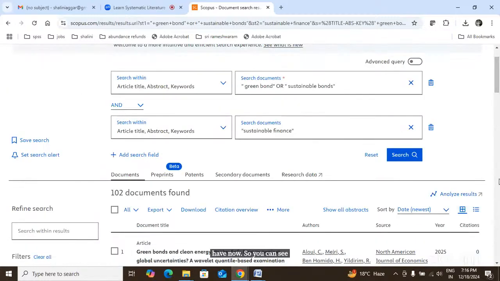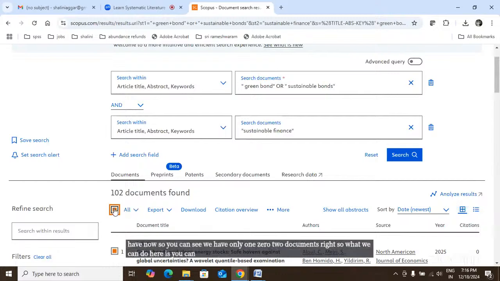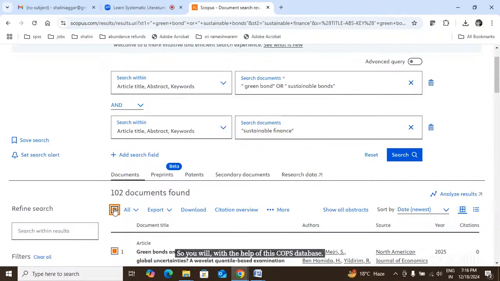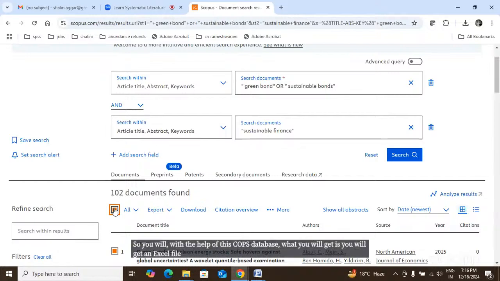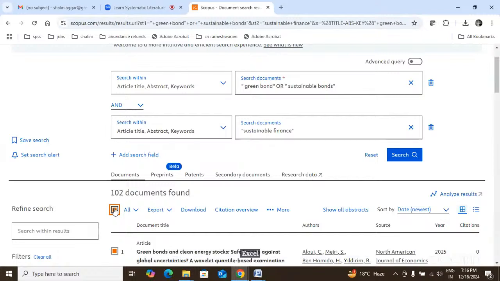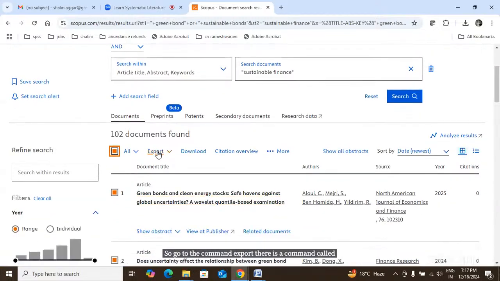So what we can do here is download these documents. With the help of this Scopus database, you will get an Excel file, and you should download all these papers for your reference. How do you do that? Go to the command export. There is a command called export over here.